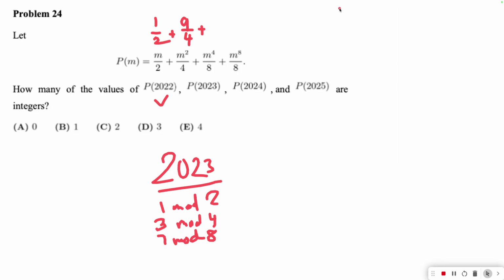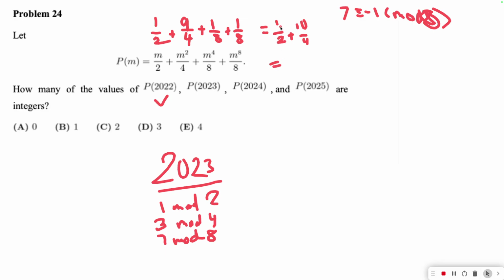Also we know that 7 is congruent to -1 mod 8, because you can just subtract a certain amount of 8s, mod 8. So this would be congruent to -1 to the 4th, which is just 1. So 1/8, and then m to the 4th squared would be 1, and then over 8. So from here you would get 1/8 plus 1/8 is 1/4. 1/4 plus 9/4 is 10/4. So your remainder is 1/2 plus 10/4. 1/2 is 2/4. 2/4 plus 10/4 is 12/4, and 12/4 is 3. So that's clearly an integer as well.